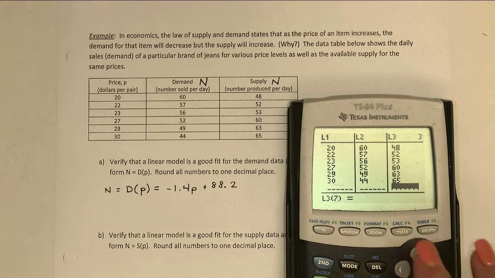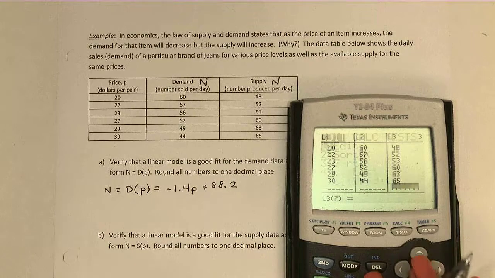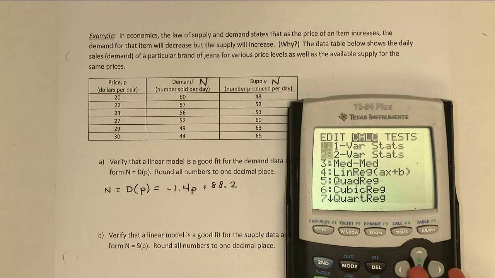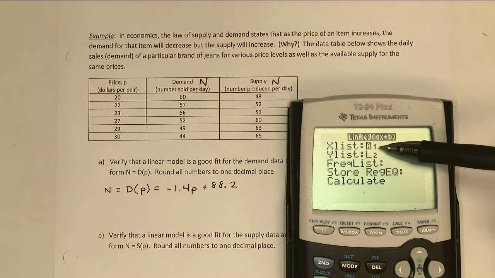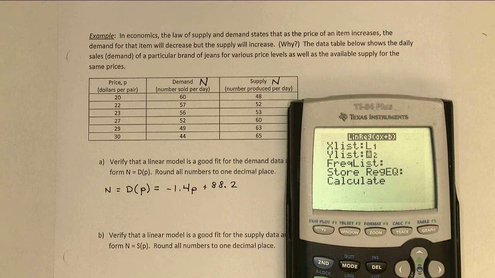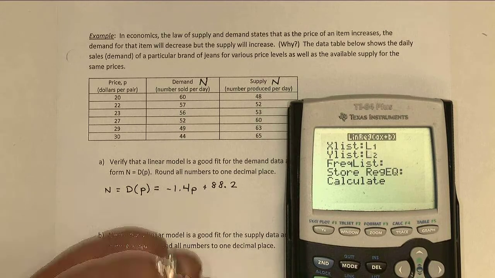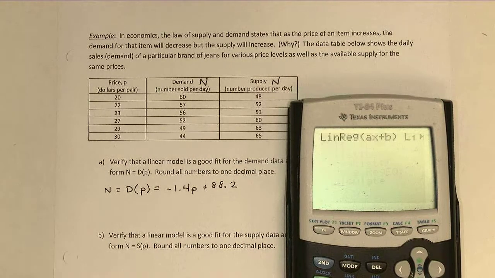All right, if I go in and do my calculation here, my linear regression, remember this time, even though my prices stayed in L1, the supply data was in L3. So I'm going to have to come back down here and go ahead and do L3, which is the second function above the 3 key. So second 3 gives me the third list. And there we go.